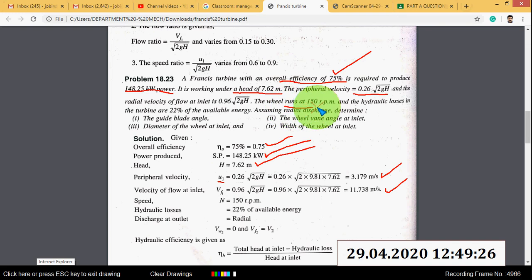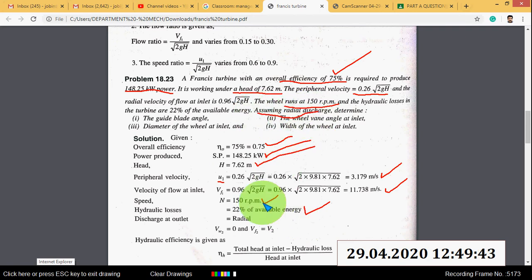Then the wheel runs at 150 rpm, so here N is equal to 150 rpm, and the hydraulic losses in the turbine are 22% of the available energy. So right here the hydraulic losses is equal to 22% of the available energy.